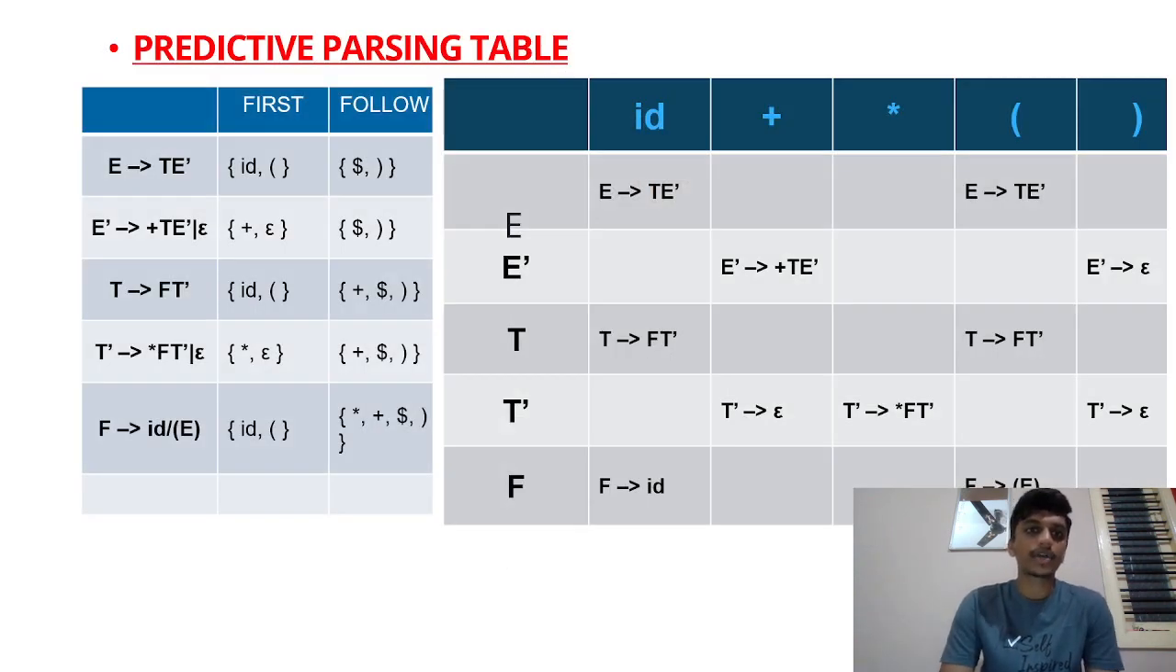As we have got the first and follow for the grammar, we can construct the predictive parsing table now. So we have to consider all the non-terminals on the left hand side and the terminals at the top of the predictive parsing table. As we have got first as ID and open parenthesis for production E tends to T E dash, we have to place E tends to T E dash in ID and open parenthesis columns. And then for E dash, we have to place E dash tends to plus T E dash in plus column. And then in the close parenthesis column, we have to place E dash tends to epsilon because we have epsilon in the production.